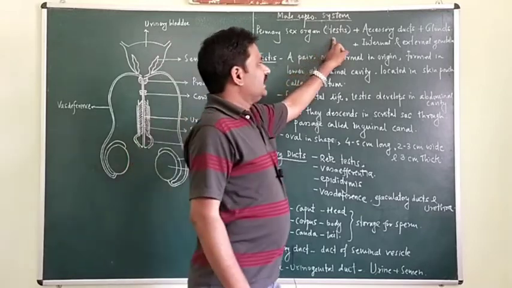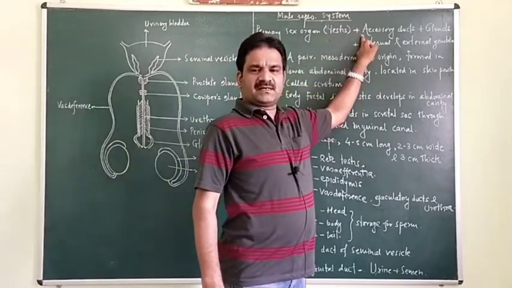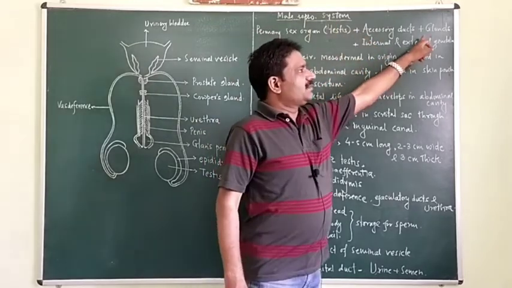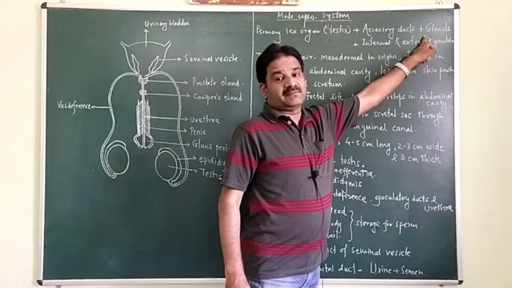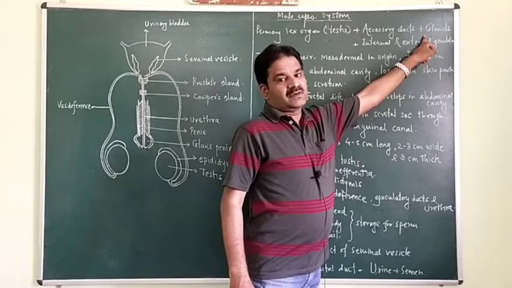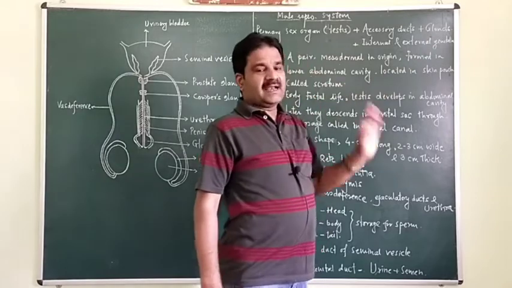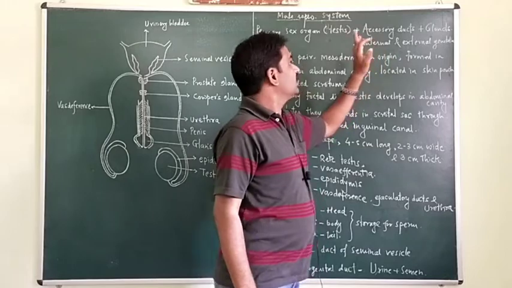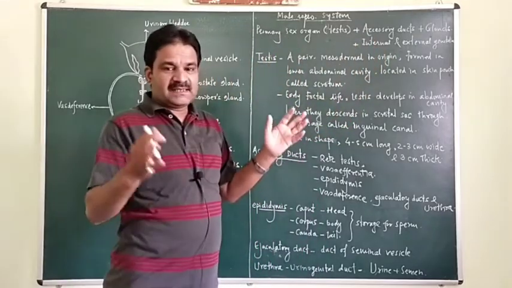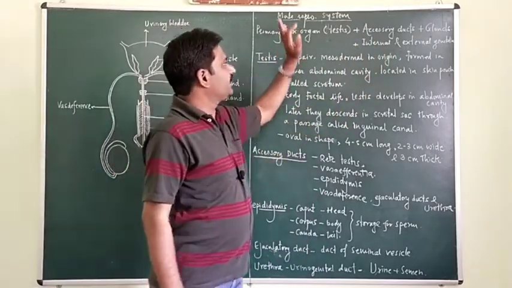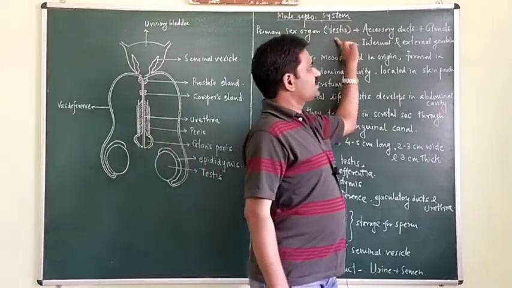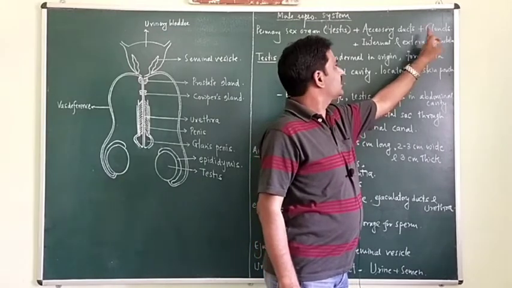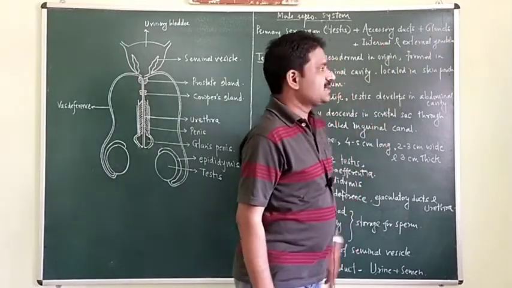Okay, then accessory ducts, a number of accessory ducts are involved in the male reproductive system, plus glands associated with the male reproductive system are called male accessory glands, and internal and external genitalia. All these parts constitute to form a male reproductive system. First one, that is testis, accessory ducts, glands, called male accessory glands, and internal and external genitalia.